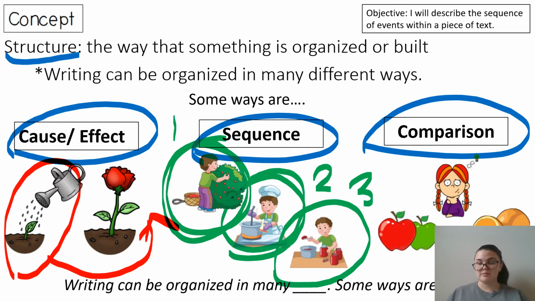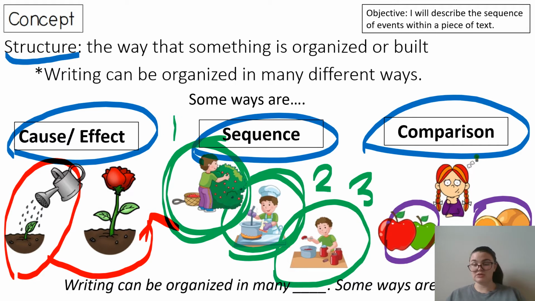The last one is called comparison writing. You can see on this picture some apples and some oranges, right? We could compare these two types of fruit with a writing piece. We could say both of these items are fruit. However, the apple is white inside and the orange is orange inside, right? The apple and the orange can both be made into juice. We're saying how these two fruits are alike and how they're different.